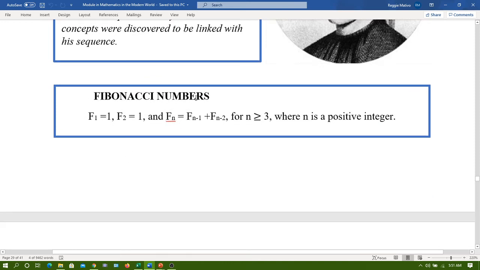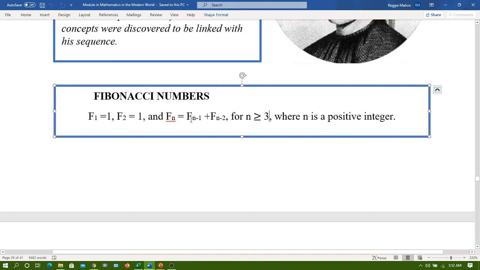So here's the Fibonacci numbers. F of 1 equals 1 and f of 2 equals 1 and f of n equals f of n minus 1 plus f of n minus 2 for n greater than or equal to 3 where n is a positive integer. Why? Because in this part, f1 and f2 are already considered equal to 1. So you will start calculating the value of f n from 3.